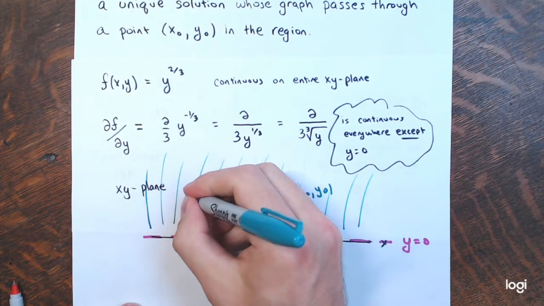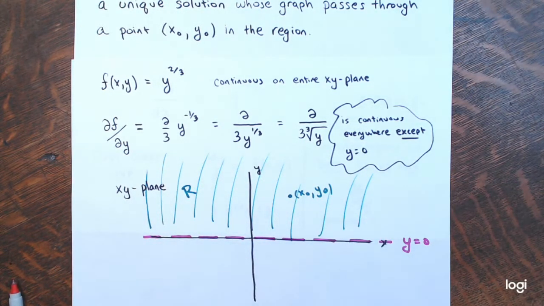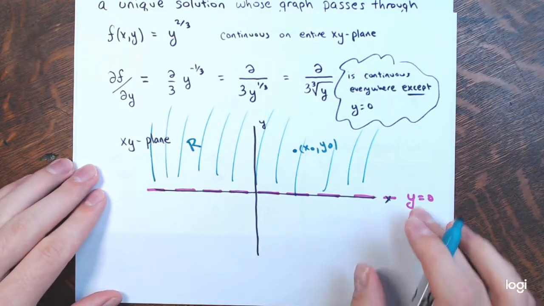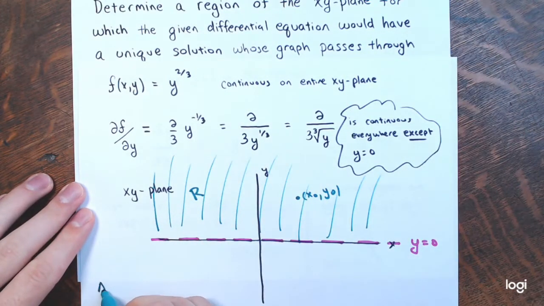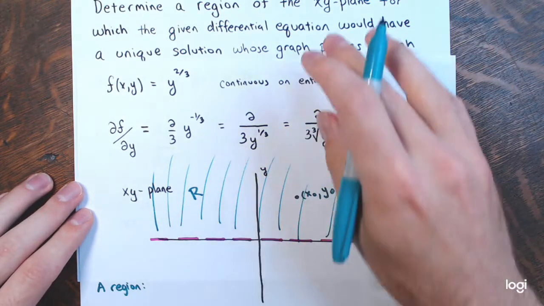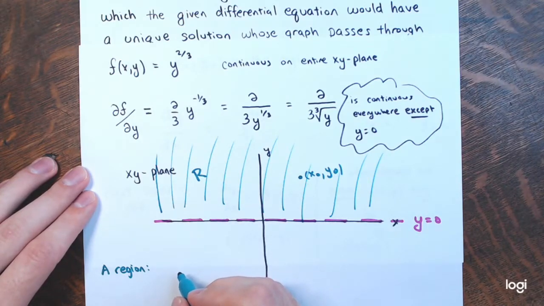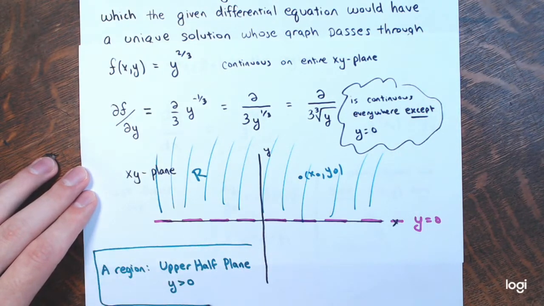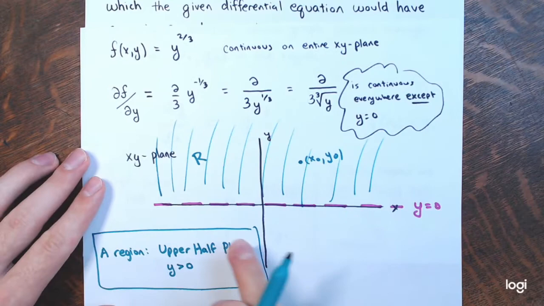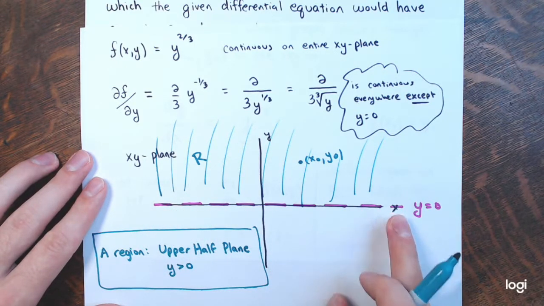So here's R, that rectangular region that is being talked about. All right, so a region that would guarantee a unique solution to the initial value problem would be the upper half plane. Say the upper half of the xy plane. So anywhere where y is greater than 0. Okay, that's a totally valid answer. Again, the answers can vary, as long as you don't contain any piece of this line, you'd be good.